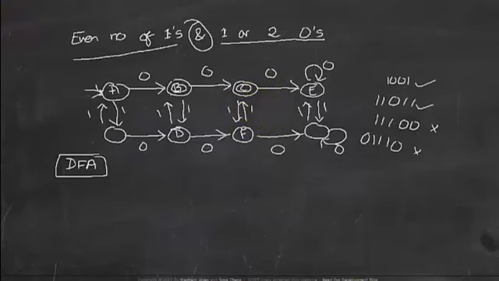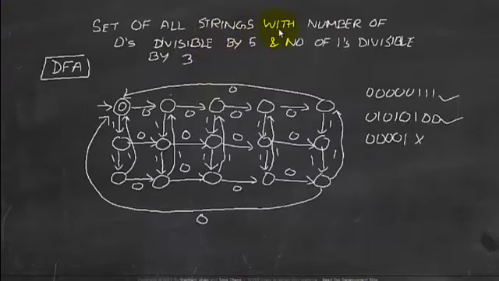So let's look at another one. Accept all strings with the number of zeros divisible by 5 and the number of ones divisible by 3. So there should be 5, 10, 15, 20 zeros, and 3, 6, 9 ones. So 0 should be to the power of 5, and 1 should be to the power of 3. Right. So as you can see in this diagram, it should be a set of all the strings.